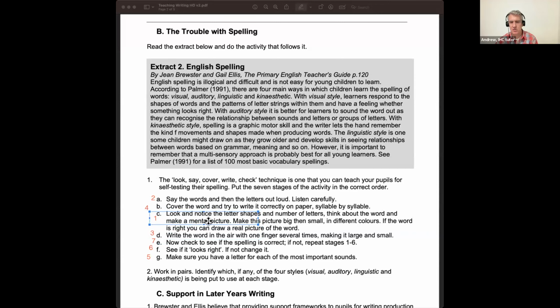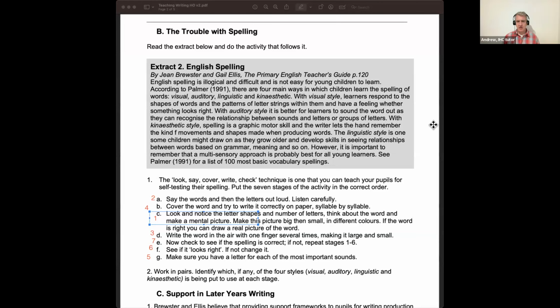So let's read them out in order and see if it sounds correct. Paula, could you read number 1 for us, please? Yes, look and notice the letter shapes and number of letters. Think about the word and make a mental picture. Make this picture big then small in different colors. If the word is right, you can draw a real picture of the word.